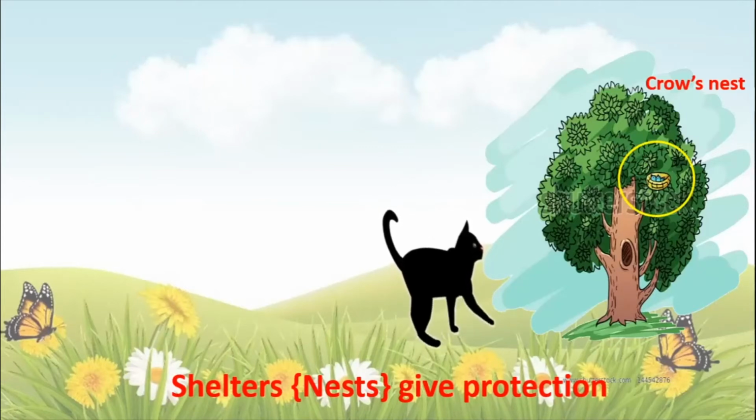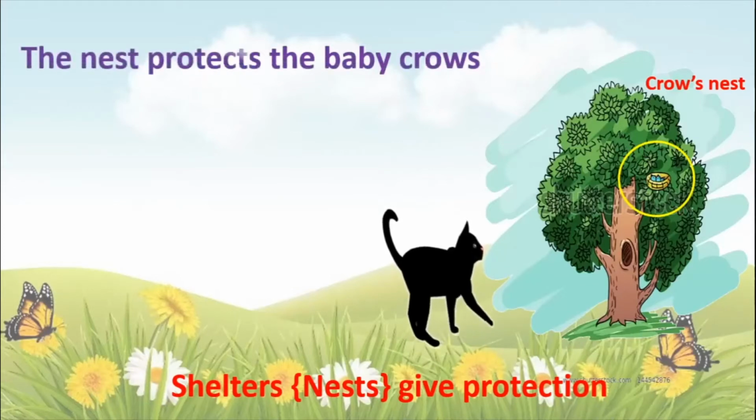Just imagine if this crow's babies were not in this nest on top of the tree and they were somewhere on the land, what would have happened? The cat would have eaten up all these baby crows. So what is a shelter or a nest doing? The shelter or the nest is protecting the baby crows. That means wherever these animals live, that is their shelter, and that shelter protects them from their enemies.